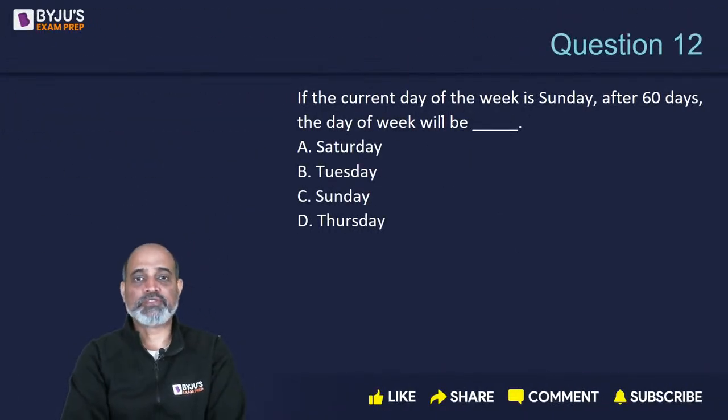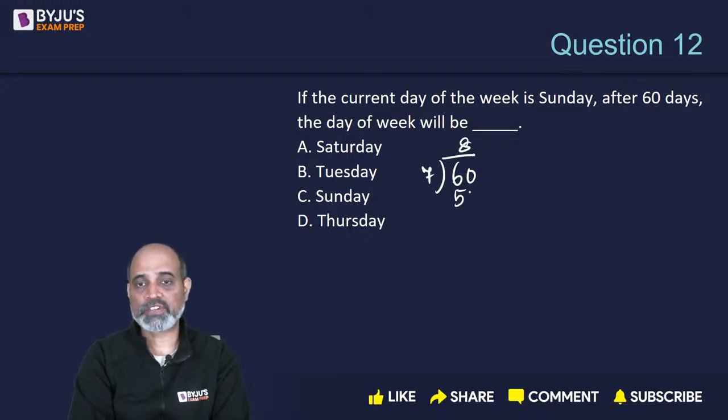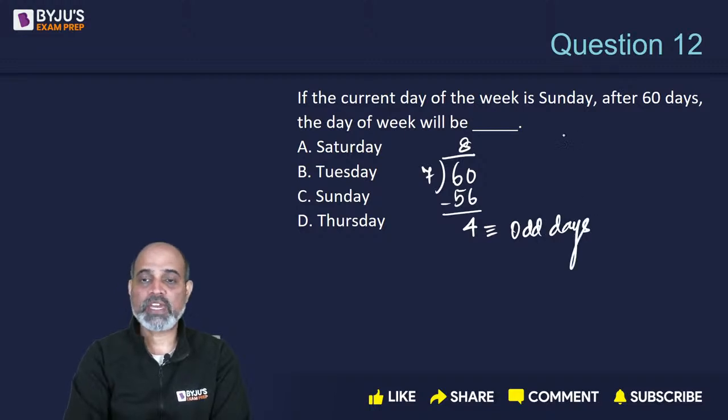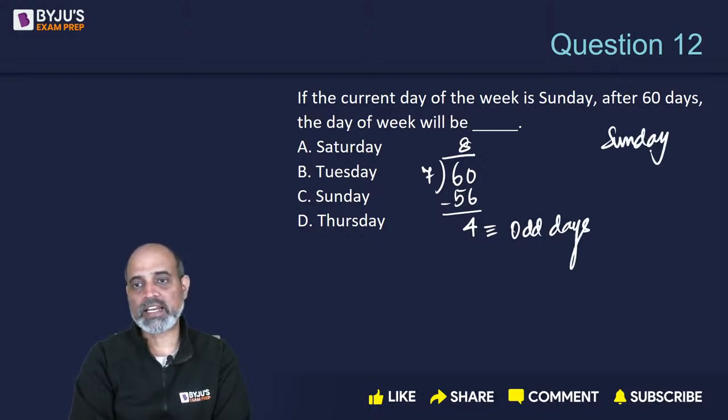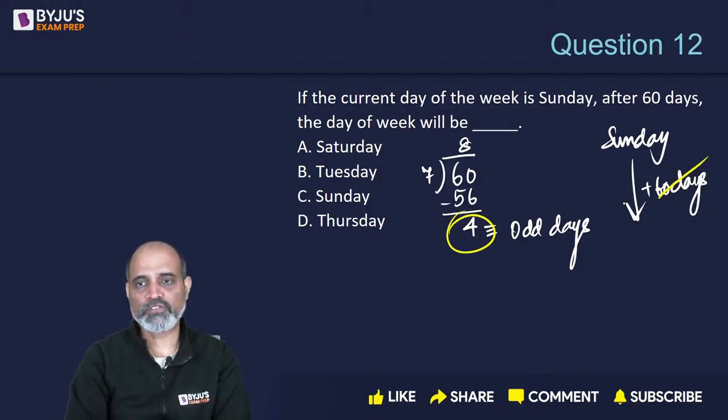Next, if the current day of the week is Sunday, after 60 days, the day of the week will be. So what we do in such questions is, you divide 60 by 7. This is going to be 8 into 7, 56, and you're left with 4. This remainder that you have got is called odd days, which means if you have to move from Sunday 60 days ahead, do not move 60 days ahead. Move only 4 days ahead, it will still give you the same answer.